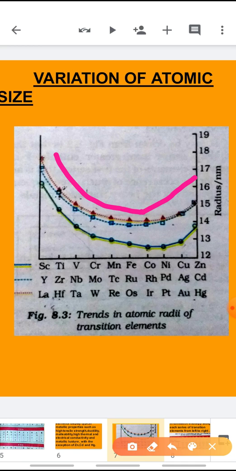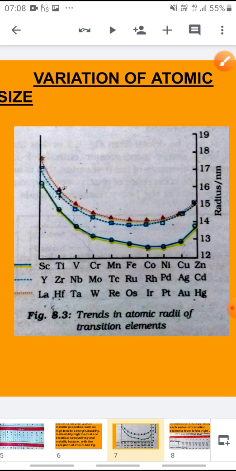It is because the size is decreasing as the effective nuclear charge is increasing, but from here the size starts increasing because the electron pairing gets started. First of all, here all unpaired electrons are there. The effective nuclear charge increases with the increase in unpaired electrons. But when pairing starts, then the size starts increasing.